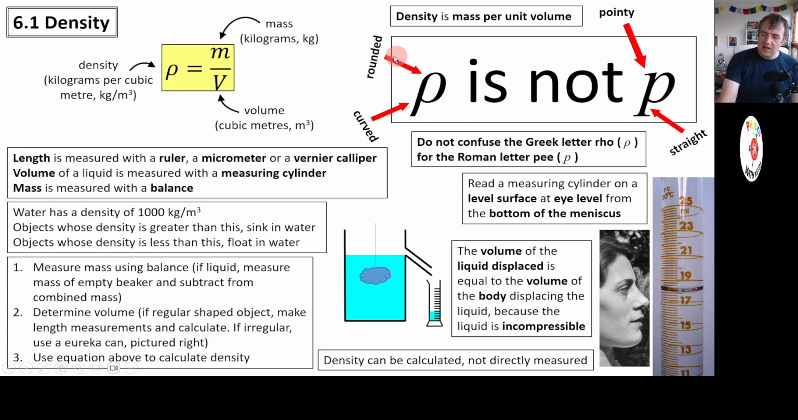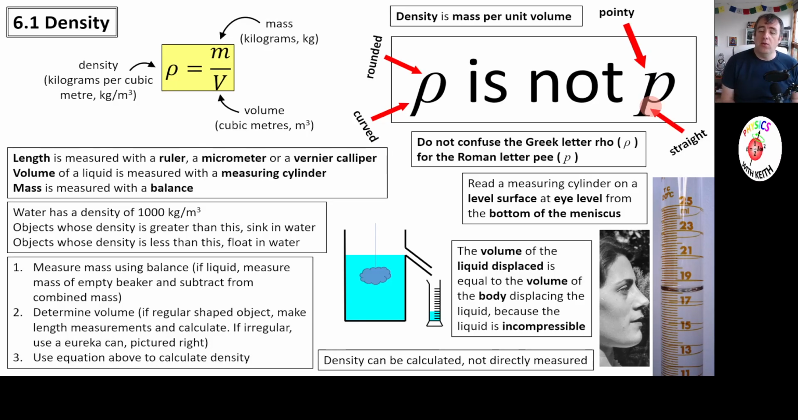Whereas when we write the Roman letter P, we almost always start from the top left and draw it straight down, back up, and then round for the curly part. That is a very different letter. It's got a pointy bit on the top left.